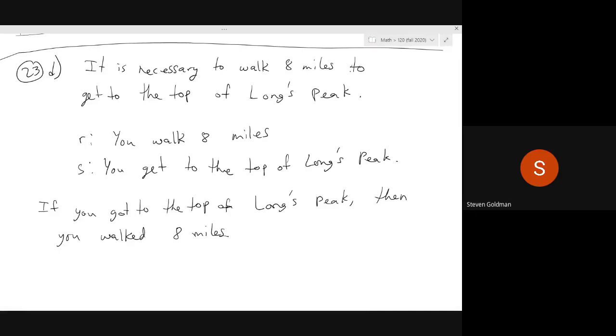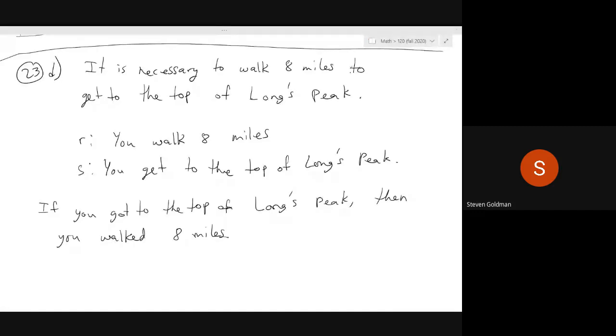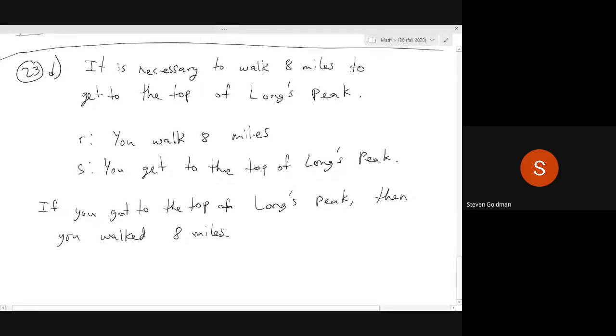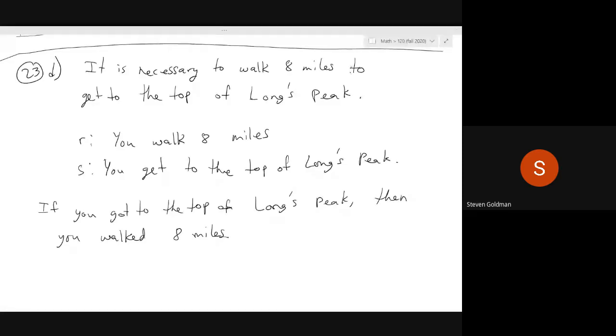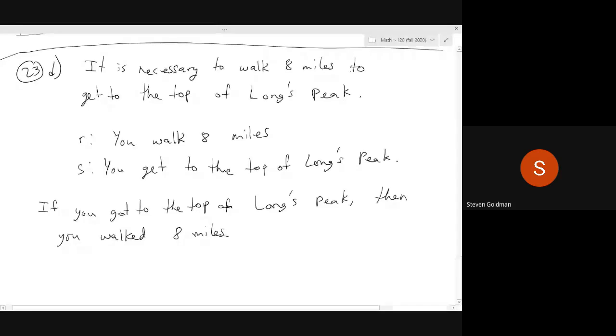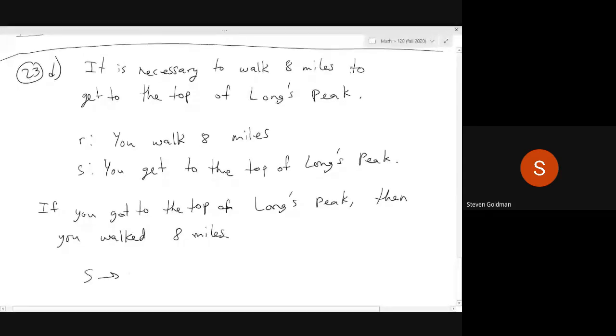It's not saying that if you walk 8 miles, then you will have gotten to the top of Long's Peak. It's saying a person who got to Long's Peak, the only way he could have gotten there is if he walked 8 miles. So if I tell you a person got to the top of Long's Peak, you know he must have walked 8 miles. So walking 8 miles is necessary to get to the top of Long's Peak. R implies, no, S implies R.